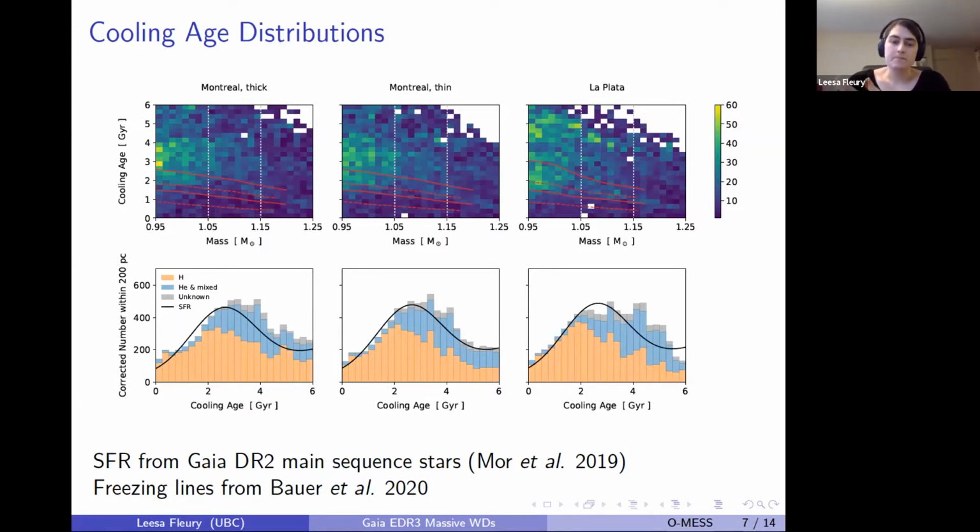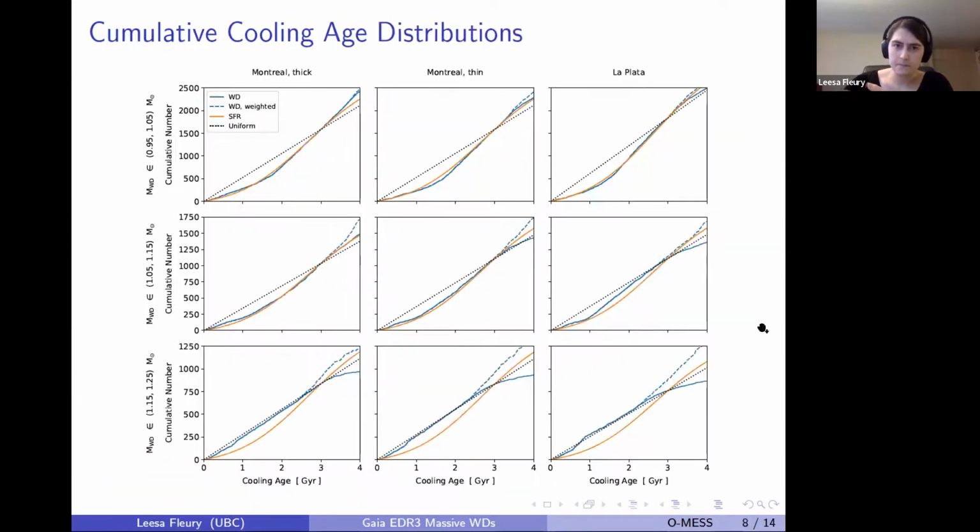But to avoid binning error and to do a more rigorous statistical analysis of this, I looked at the cumulative distributions. And in looking at the cumulative distributions, I've also looked at 3 equally spaced mass bins within the sample that I showed on the previous slide. And so here in blue, I show the empirical distributions, both in the cases of applying the weighting and not weighting the distribution.